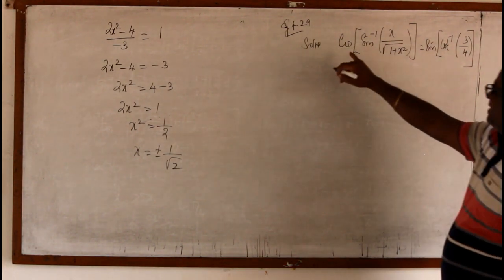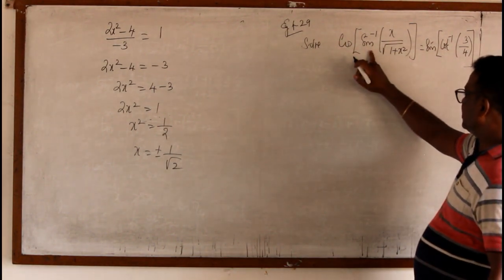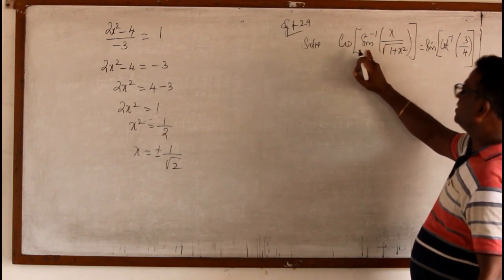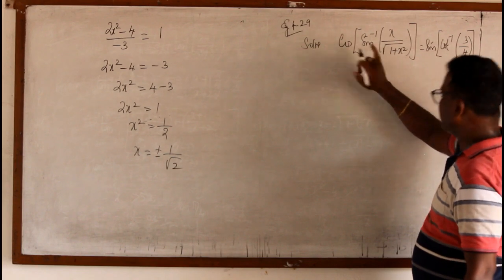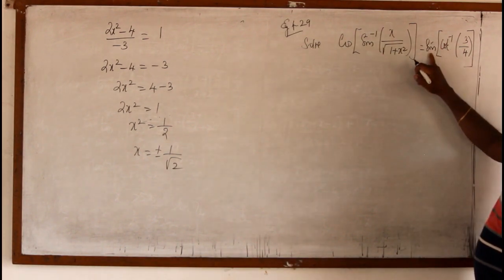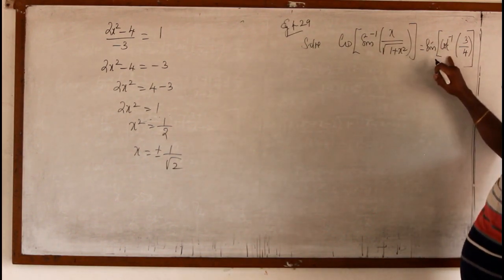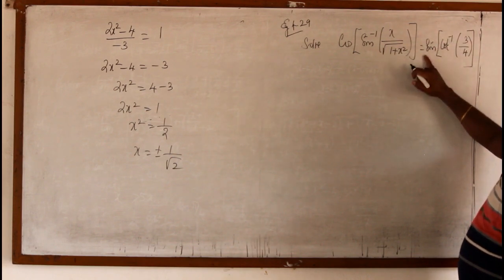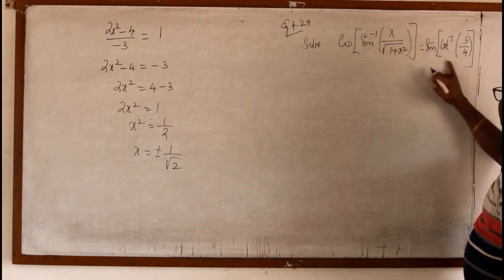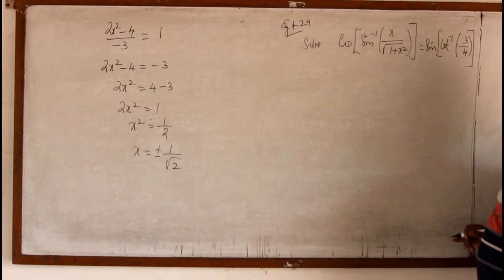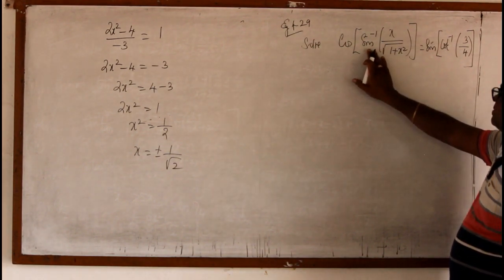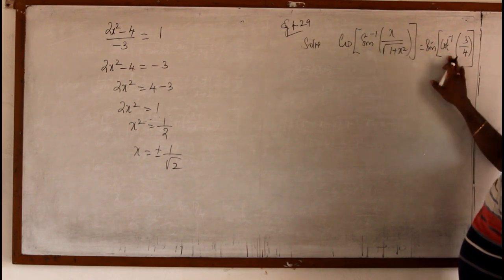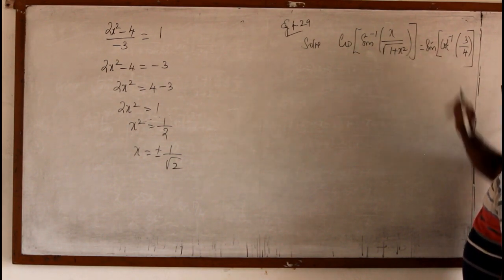Now, here it is cos, whereas this is sin inverse. If it is cos inverse, it will be easy. So let me try to convert this term in terms of cos inverse. Similarly, I am having sin, whereas this is cot inverse. If it is sin inverse, it will be easy for me to cancel. So let me express this term in terms of sin inverse. So what we are going to do? I am going to express this term in terms of cos inverse, and I am going to express this term in terms of sin inverse.